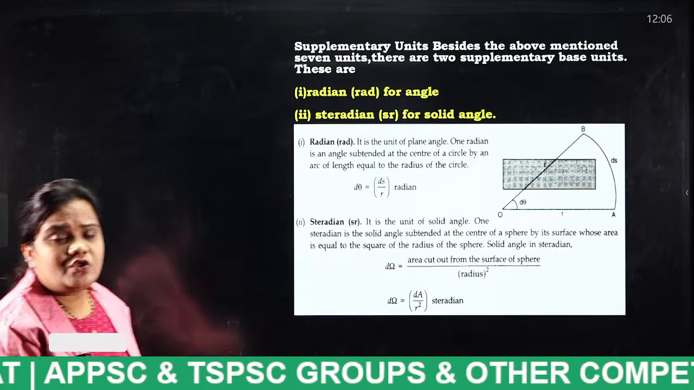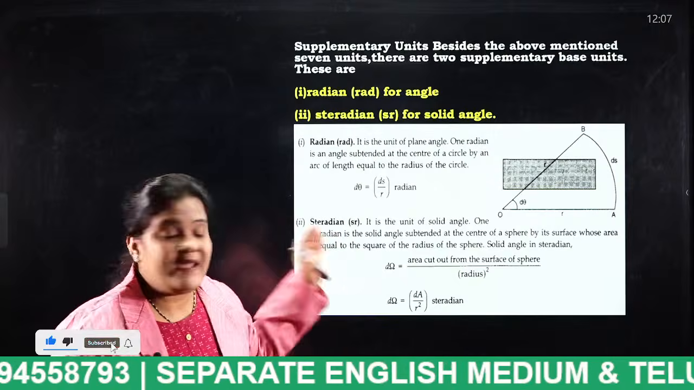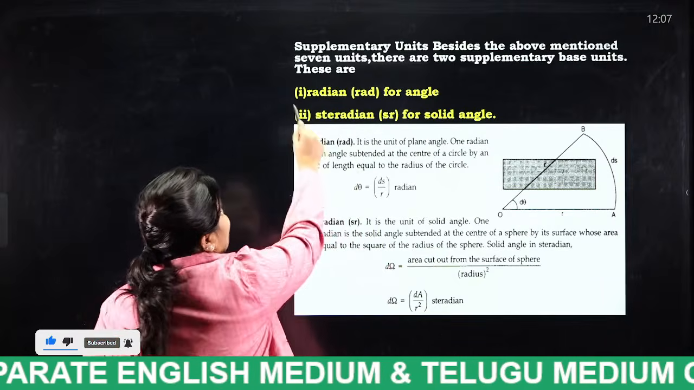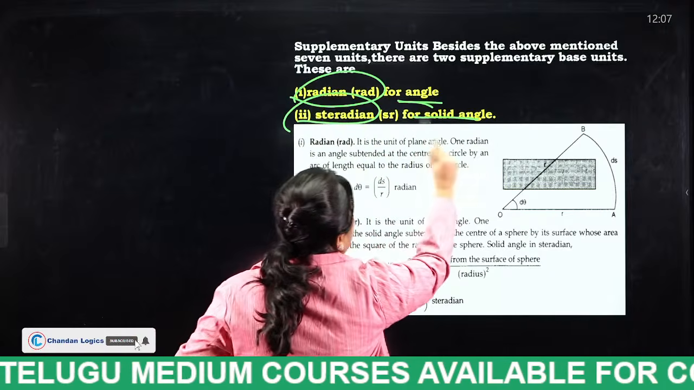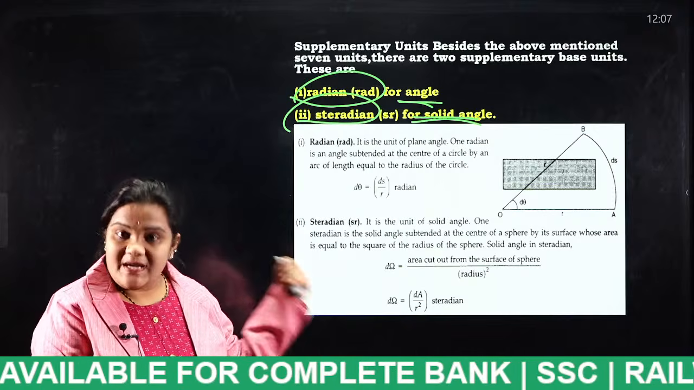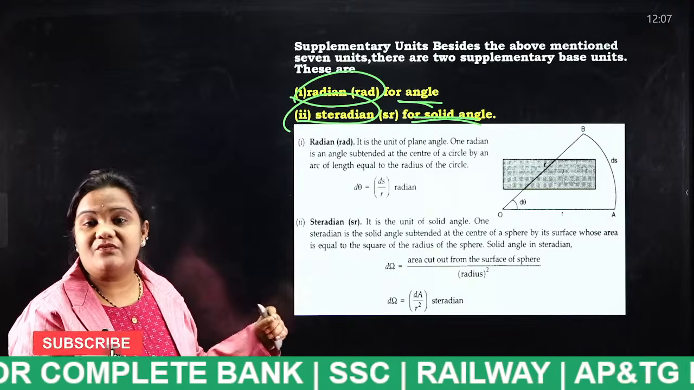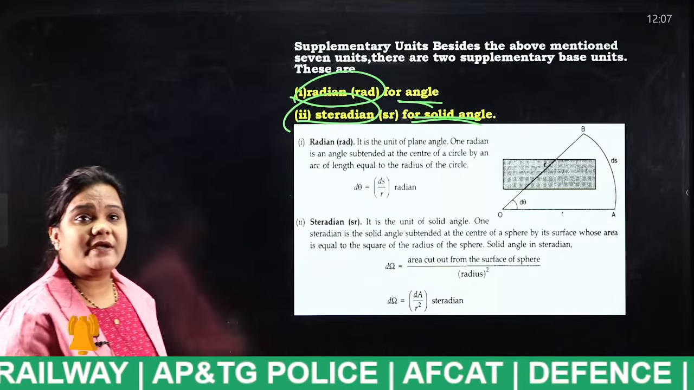Next, those are the general basics, very important. Radian is the unit for angle and steradian is the unit for solid angle. Very important, students.